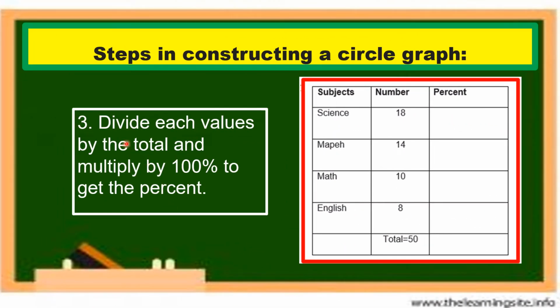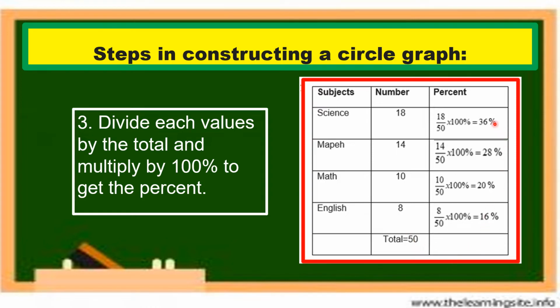Step number 3. Divide its values by the total and multiply by 100% to get the percent. This is 18 over 50 times 100%, that is equal to 36%. 14 over 50 times 100 is 28%. 10 over 50 times 100 is 20%, and 8 over 50 times 100 is 16%.